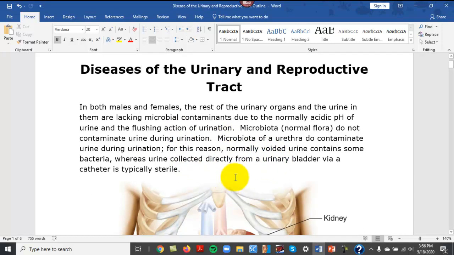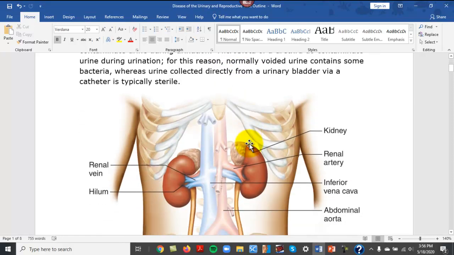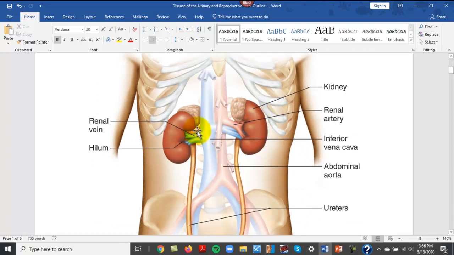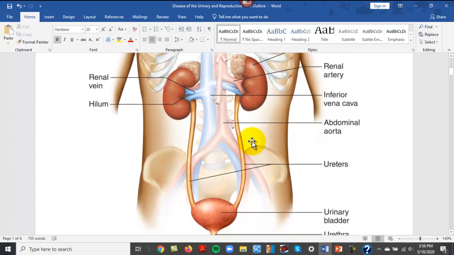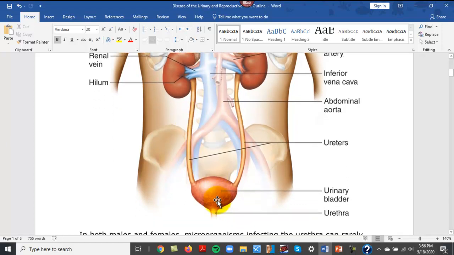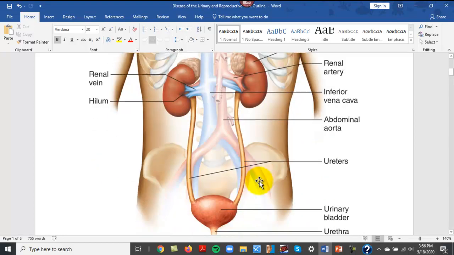To start you off, it says here that normally urine is acidic. Now we're going to do the urinary diseases first. Here are the kidneys. The left kidney is a little bit higher than the right one. These are ureters that come down to the bladder, and then this is the urethra, which would be the exit. Bladder infections are more common in females than males. The male urethra opening is away from skin, so there's less likely to be contact with skin flora. But this is the entire urinary system.